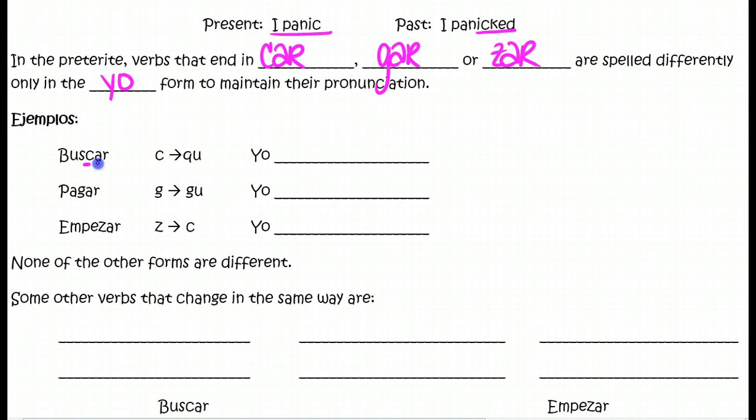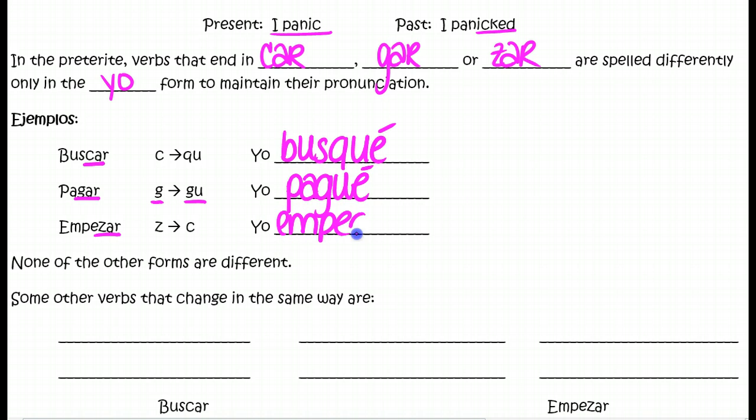We have the verb buscar that ends in car. In the yo form, the C of buscar will change to a QU. So the yo form will be yo busqué. Pagar, the G of pagar will change to a GU, so the yo form would be pagué. And then empezar, the Z changes to a C in the yo form of all zar verbs, so the yo form would be empecé.